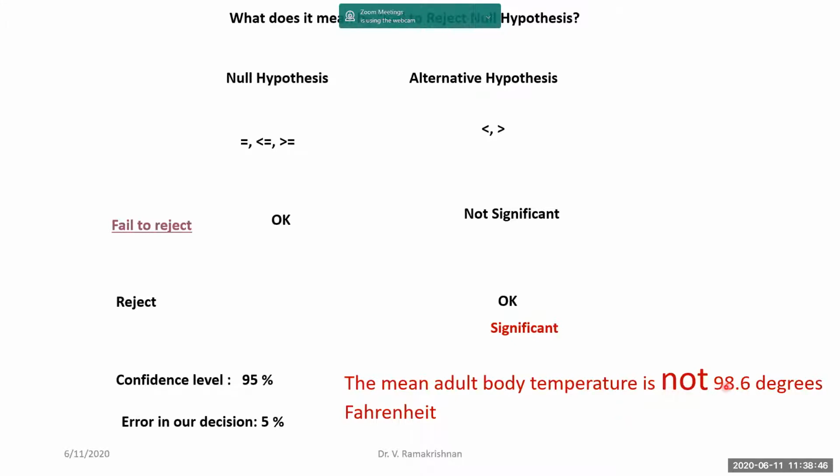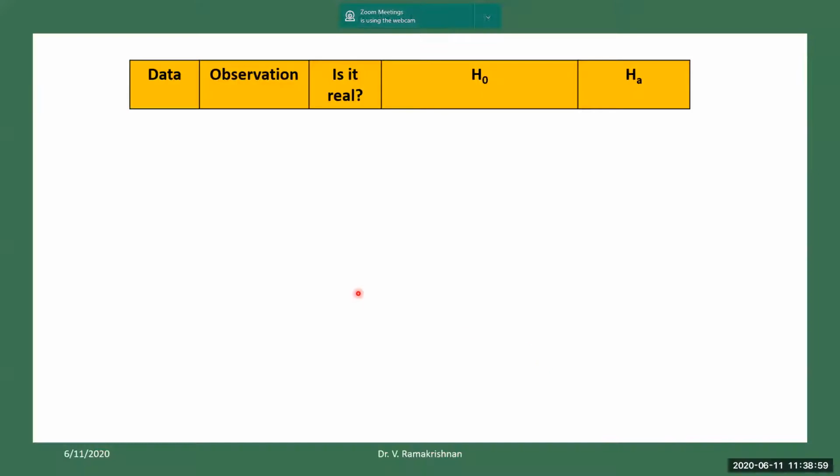I'm saying that it is not 98.6. Your null hypothesis is 98.6. I am now saying that it is not 98.6. If somebody has claimed 100 degrees, you have to go and prove it. I'm not saying anything about 100 degrees Fahrenheit. Now we will see about the data, the observation, and what we are going to say is, is it real? Is that null hypothesis real?